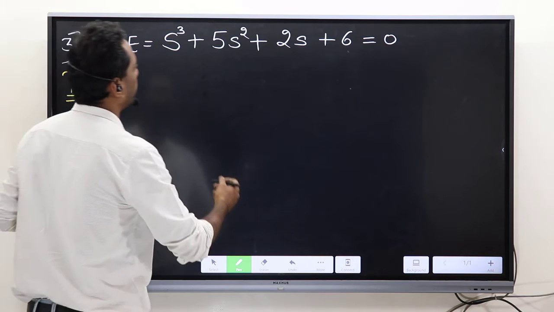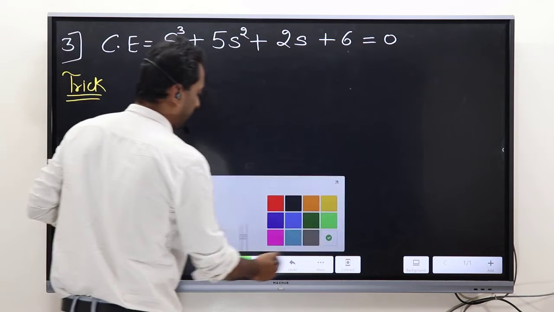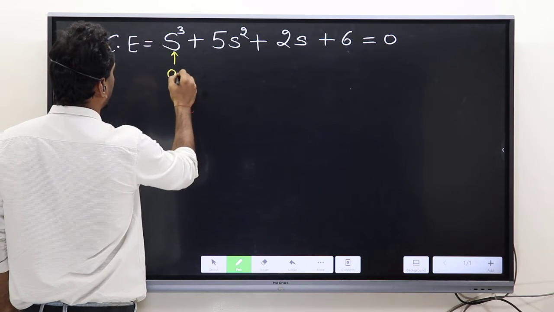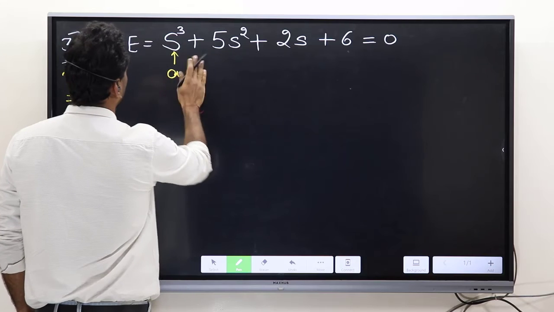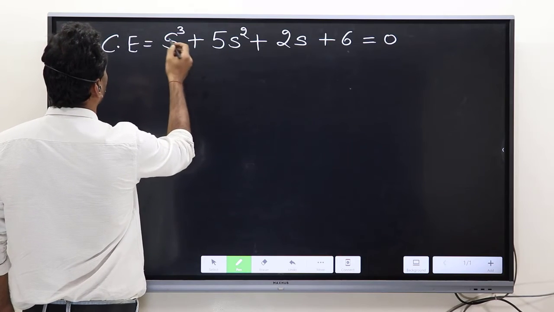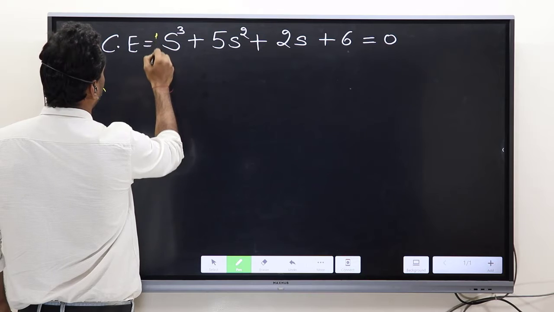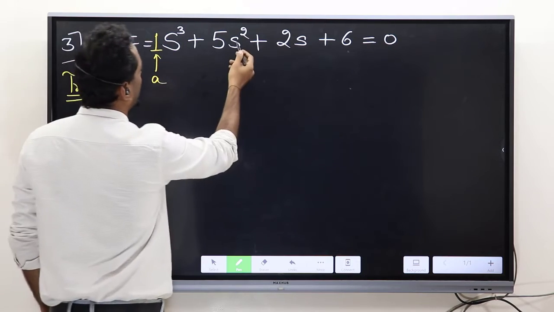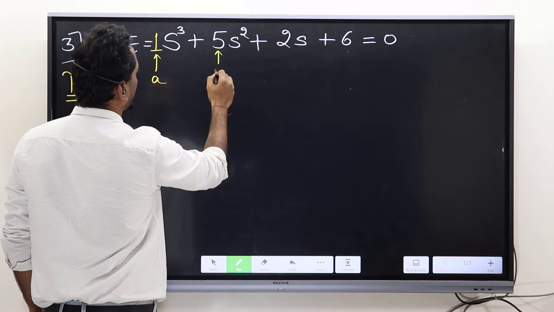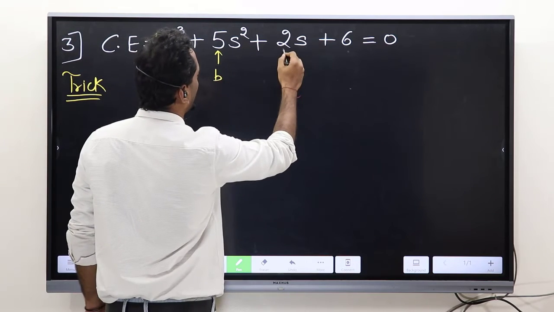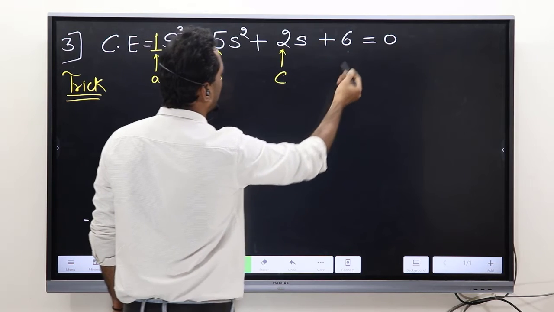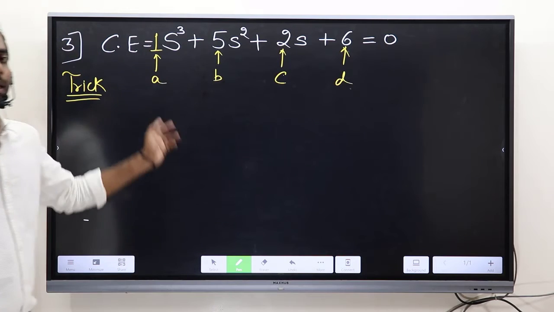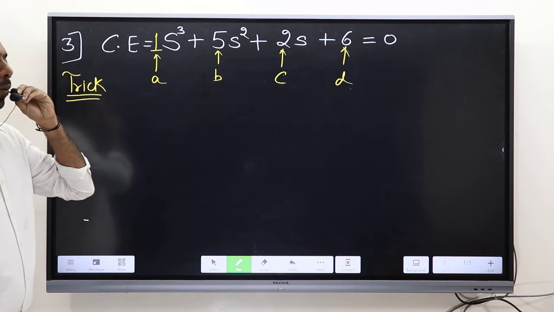नाउ व्हाट टू डू, आई विल राइट दिस. s cube का coefficient 1 है, मैं उसको A नाम देता हूं. s square का coefficient 5 है, इसको मैं नाम B देता हूं. s का coefficient 2 है, I'll name it as C and this is my D, right? A, B, C, D. Now what is the trick?